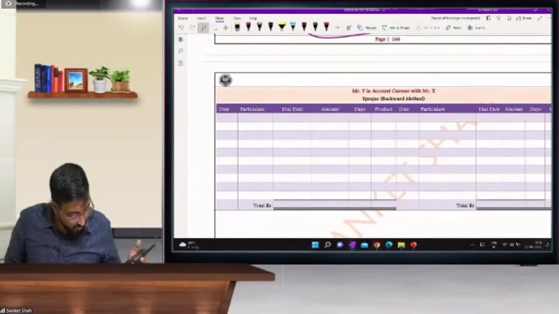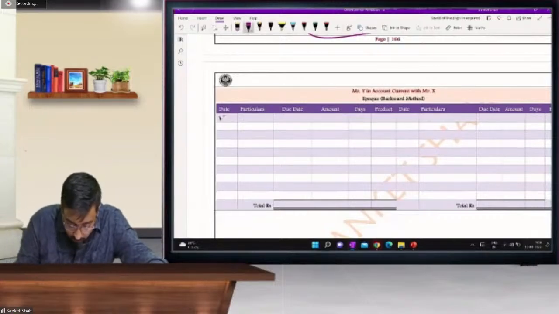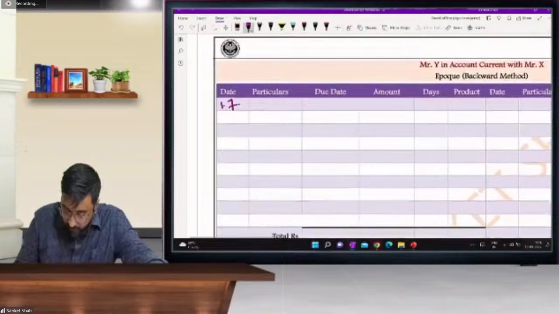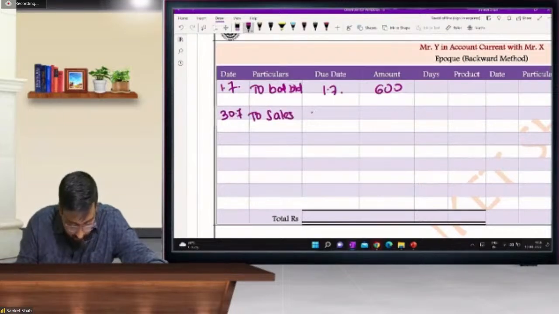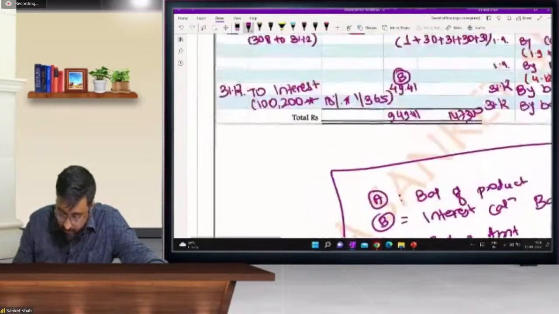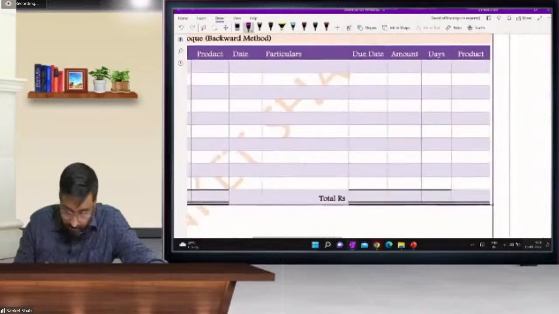So same question. What is the first thing that I'm going to do? 1st July. Yes, I will post these things. To balance brought down. Due date also 1st July. 600. 3 July. 2 sales. 30th August is the due date, na? Right. Don't calculate days, beta. Then I will write 1st August. Second line. Don't write in front of balance brought down.